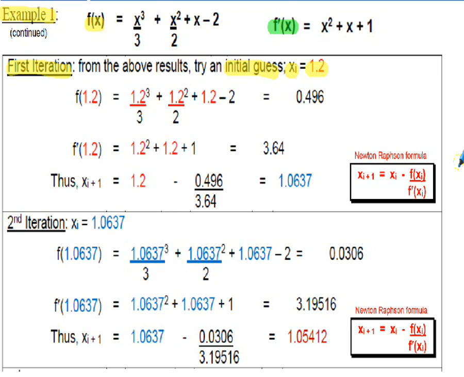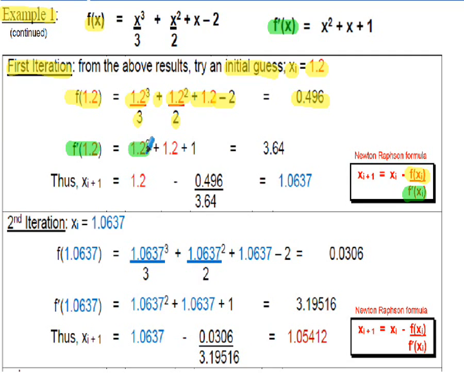So using the Newton-Raphson technique, the first thing I need to do is to find my function of x. So here, my x is 1.2. So all I do now is put 1.2 wherever I see an x in the above equation. So I get 1.2 cubed upon 3 plus the 1.2 squared upon 2 plus the 1.2 minus the 2. Evaluating, I get 0.496. Next I need to determine the function dash x. This is the first differential. So again, function dash x of 1.2 in this case. I'm now using the above equation for function dash x.